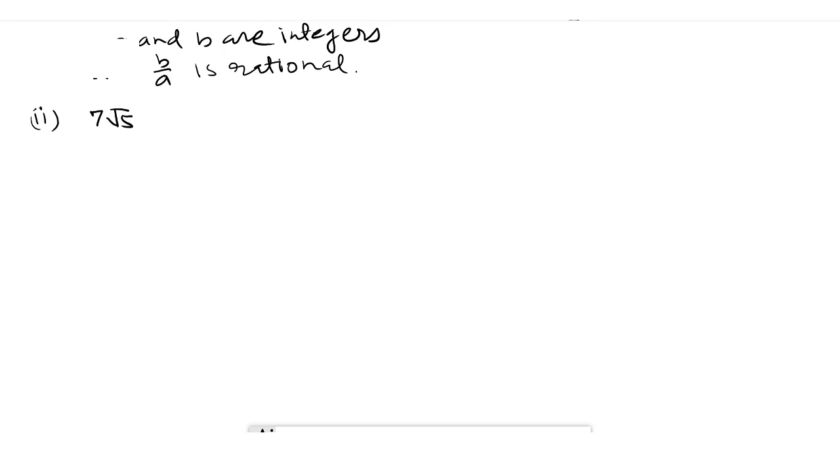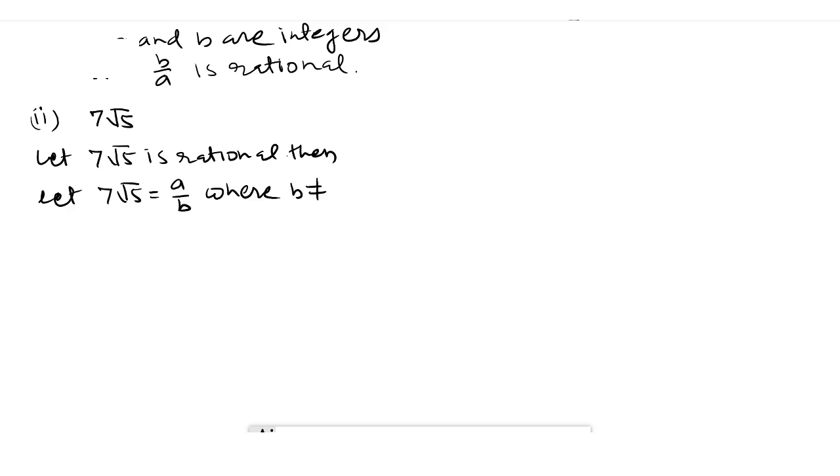Part 2, we have to prove 7 root 5 is irrational. Again we prove it by method of contradiction. Let 7 root 5 be rational. Then let 7 root 5 equal to a upon b, where b is not equal to 0 and a and b are integers.